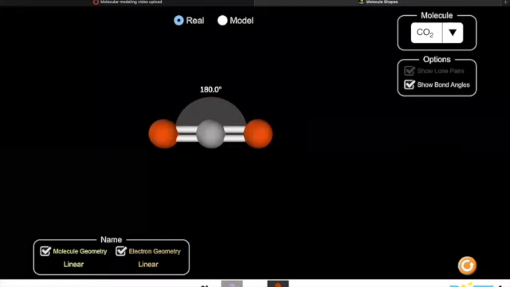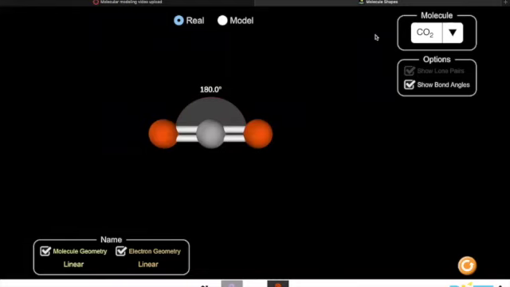Carbon dioxide is nonpolar, and this is because its dipole moment is 0. The dipoles point in opposite directions, so they cancel each other out. So therefore, the only intermolecular forces present are the London dispersion forces.